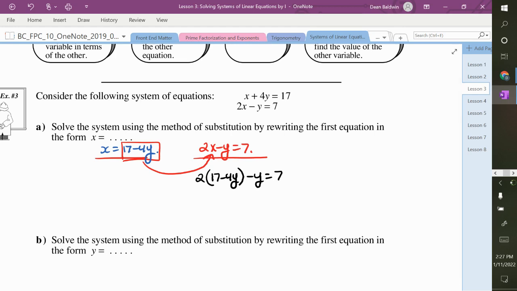Did that make sense? All I did, it's the same equation, this bit here is x. That's the only difference. I want to get rid of the x's. Now, I have one equation that's all y's. So we have to collect our y's. What would be my next step? What would I do? Get rid of the brackets. So the 2 gets multiplied in here. 34 minus 8y minus y is equal to 7.